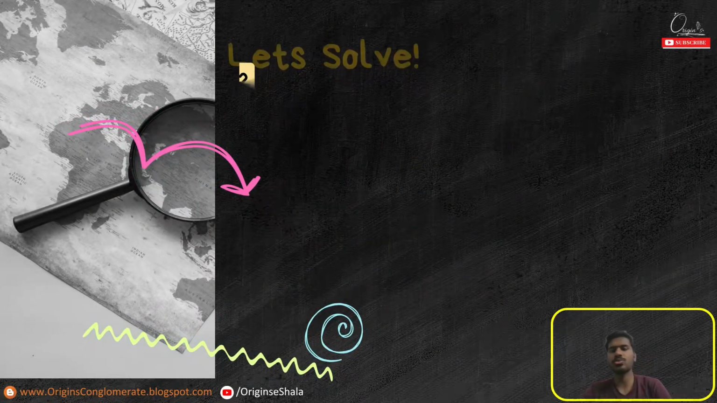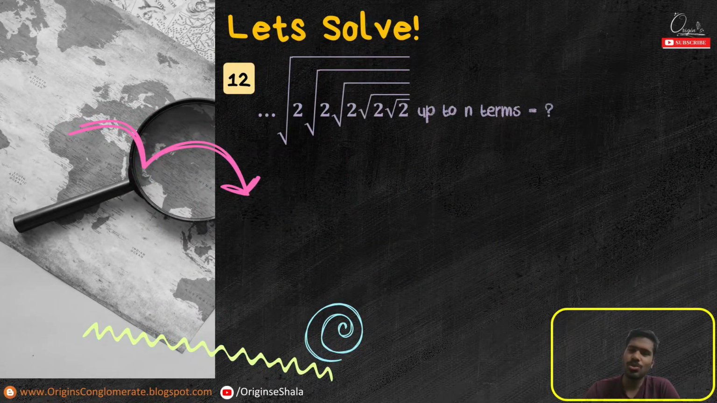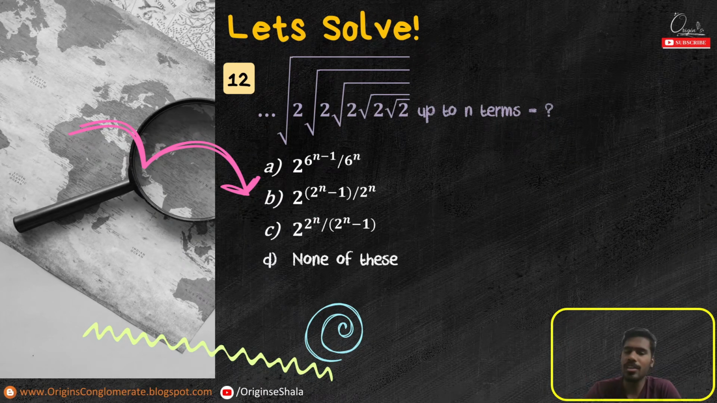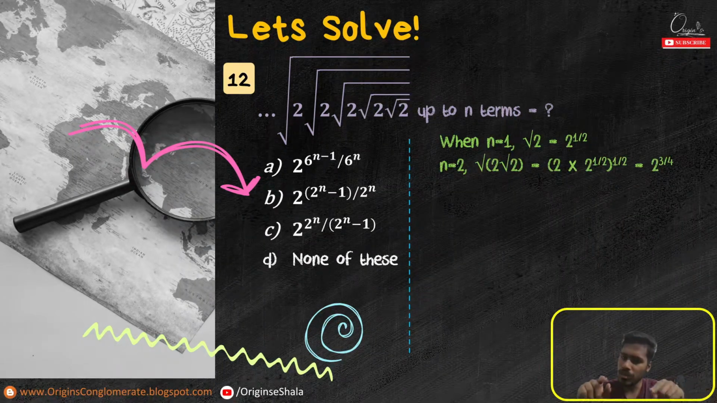Now moving to our next question, again a bit panicking one to many of you. Root 2 up to n times, how can I represent it in n raised to form? Again we will take a very simple approach. Let's begin with 1. If I put n equal to 1, I will just have root 2, and if I simplify it, I can write it as 2 raised to 1 by 2. If n equal to 2, then I will have to add a 2 outside the root 2 and a whole square root. So if I simplify it, I will be left with 2 raised to 3 by 4.